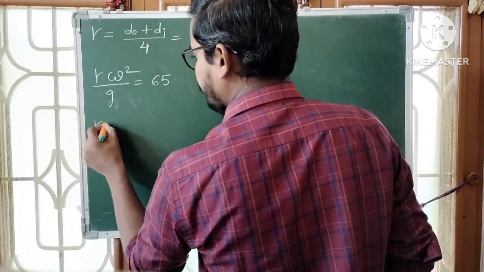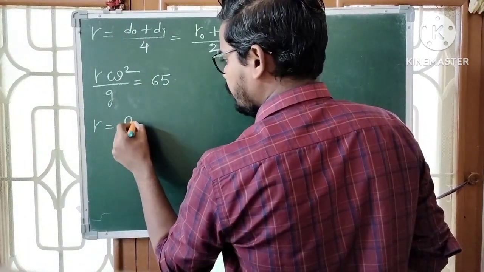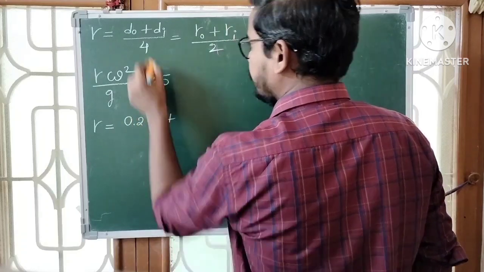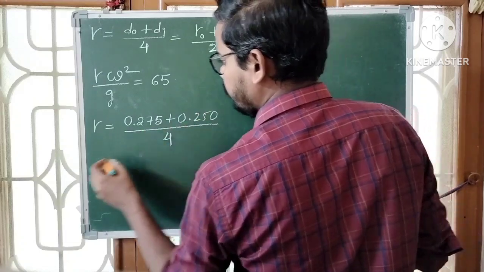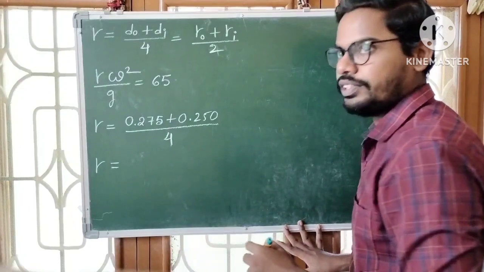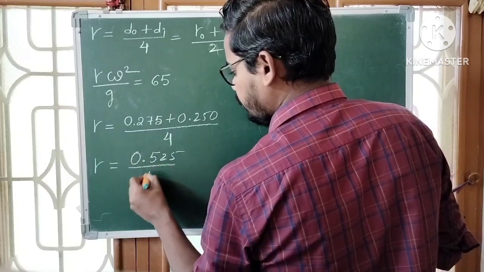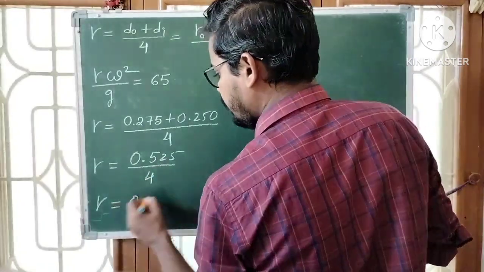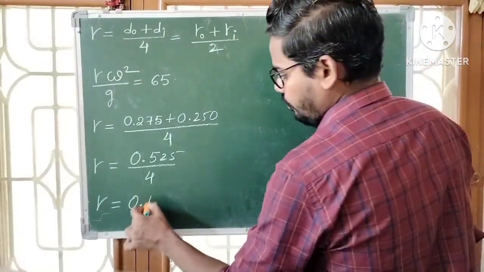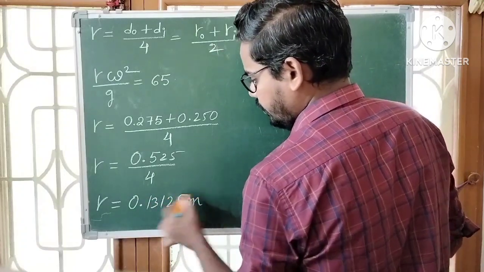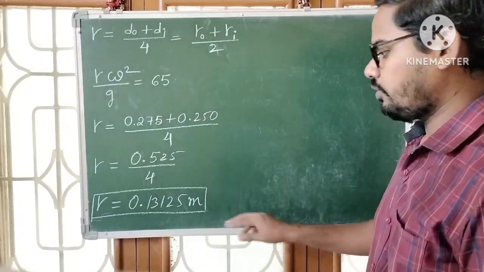First of all, let us find the mean radius. Outside diameter given is 0.275 meters plus inside diameter 0.250, by 4. R is equal to 0.275 plus 0.250. If you add, you will get 0.525 by 4. If you simplify this, you will get 0.13125 meters. So mean radius R is equal to 0.13125. Now we have the mean radius.